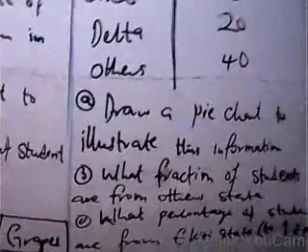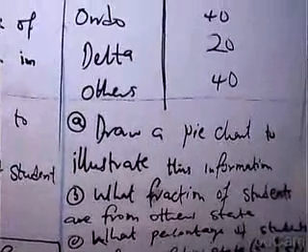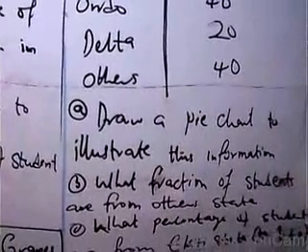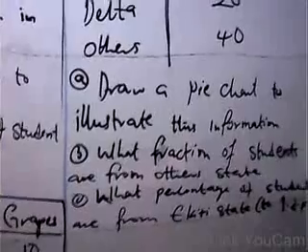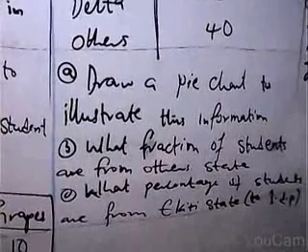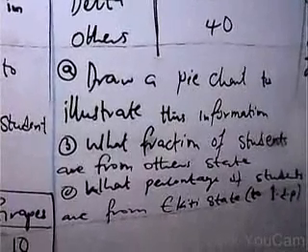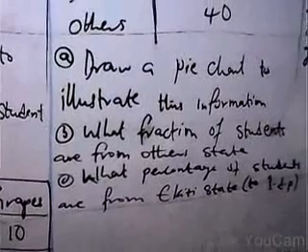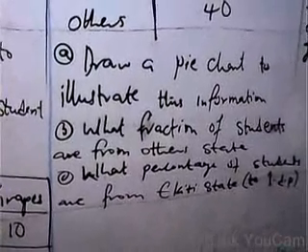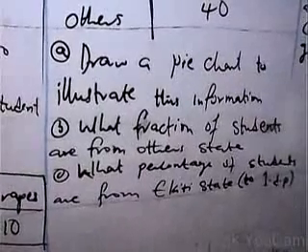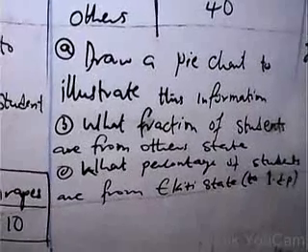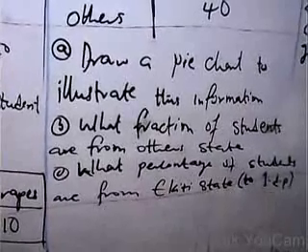Then it says you should: A, draw a pie chart to illustrate the information. B, what fraction of students are from other states? C, what percentage of students are from Ekiti State, to 1 decimal place, to 1 DP? That is, your percentage should be in 1 decimal place.